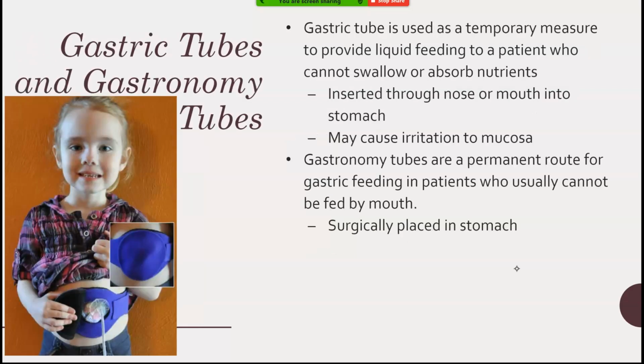G tubes and gastrostomy tubes, depending on where it's placed, depends on what it's called. The very little children, they'll just put an OG or NG tube in, right? But after a while, it causes so much irritation to all the mucosa that they put it in through the abdominal wall. When they're really little, they have just a little stem. It's not like a full tube like you'd see in adults.